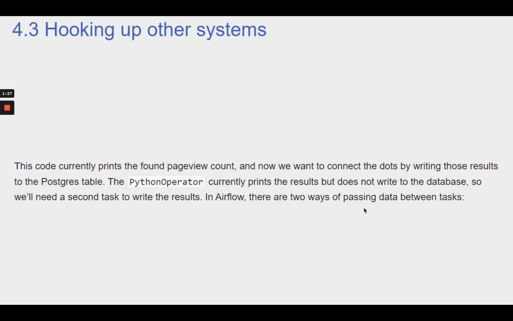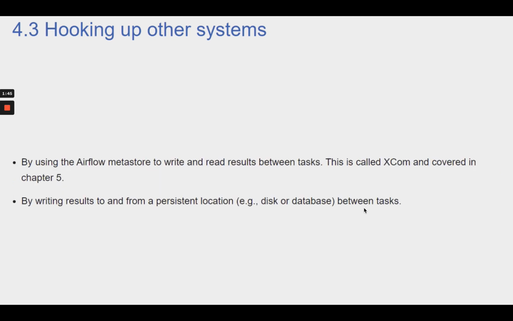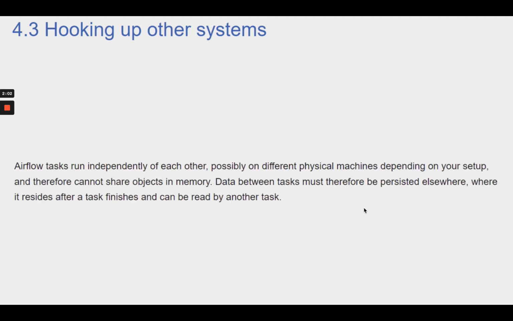This code currently prints the found page view count, and now we want to connect the dots by writing those results to the Postgres table. The Python operator currently prints the results, but does not write to the database, so we need a second task to write the results. In Airflow, there are 2 ways of passing data between tasks. By using the Airflow metastore to write and read results between tasks, this is called XCom and covered in Chapter 5. By writing results to and from a persistent location, for example, disk or database, between tasks.